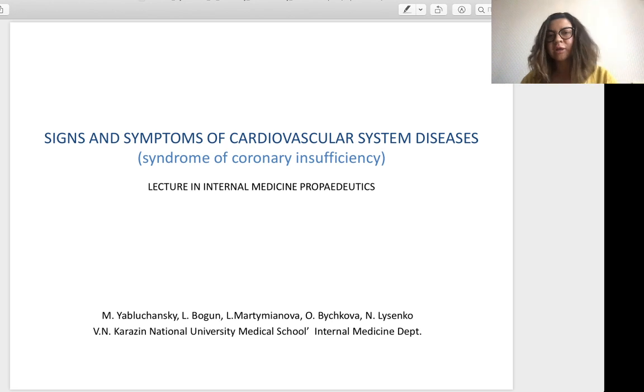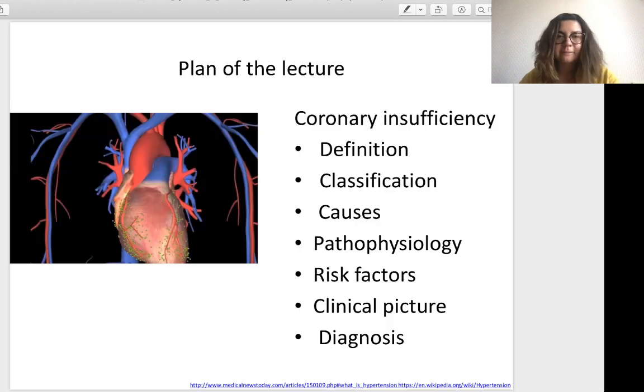Today I'm going to discuss with you shortly in general about coronary insufficiency and a little bit about chronic, and more practical information, more classifications and diagnostic skills we will discuss in the next lectures on acute coronary syndrome. And the plan of today's lecture is discussing coronary insufficiency: definition, classification, causes, pathophysiology, risk factors, clinical picture, and diagnosis.